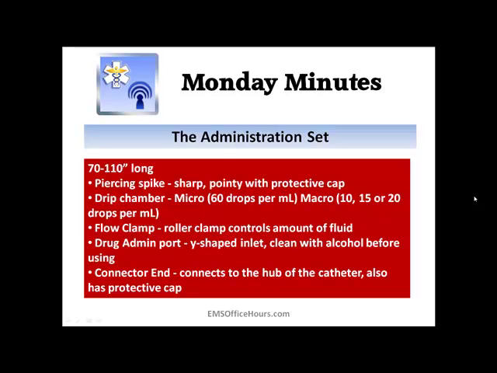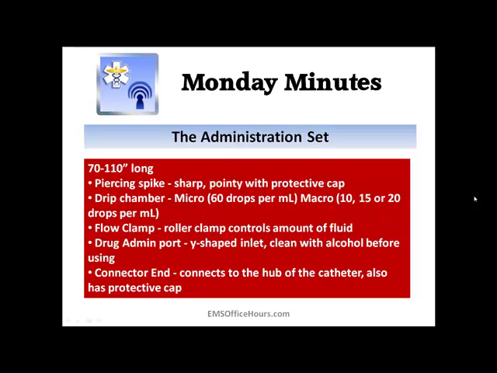All right. Now, let's talk about the administration set a little bit. We're talking about micro or macro sets. Micro being 60 drops per ml, and the macro being 10, 15, or 20 drops per ml. Normally, the length of the administration set is 70 to 110 inches long, depending upon your manufacturer and what your company buys and what they feel you need out in the field. You've got that piercing spike on the end of it. Usually it's white, and that's what goes into the IV bag.